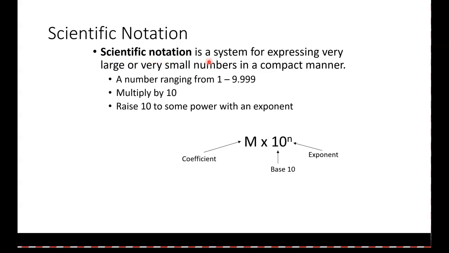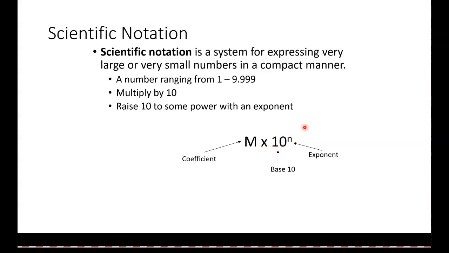Scientific notation is a system for expressing very large or very small numbers in a compact manner. There are three components for a number written in scientific notation. The first is the coefficient. This is the number, and it will always range from 1 to 9.999. So it has to be 1 or greater and less than 10. And then it is multiplied by the base 10 raised to some power.